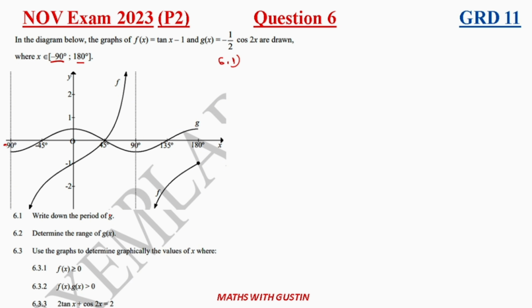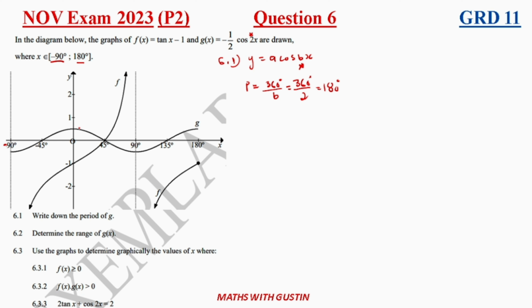says there, write down the period of g. G is given by that. You would remember that generally if you have got a cos bx, this b affects the period, and then the period is going to be given by 360 all over b. So in this case, b is equal to 2, so therefore it's going to be 360 divided by 2, which is equal to 180.